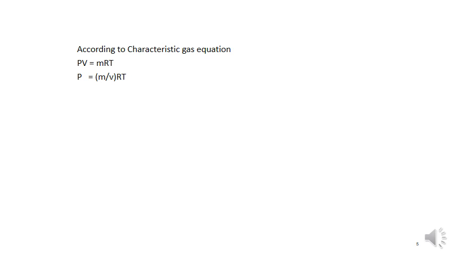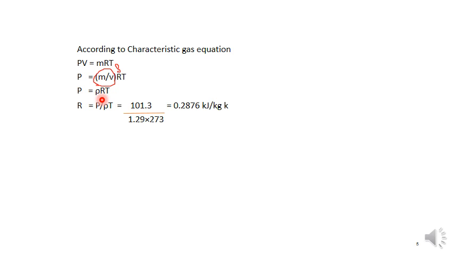So, I am writing this m by V as density rho. Then the equation becomes P is equal to rho RT. Here P is the pressure, rho is the density, R is the characteristic gas constant, and T is the absolute temperature. In this problem they asked for the R value.